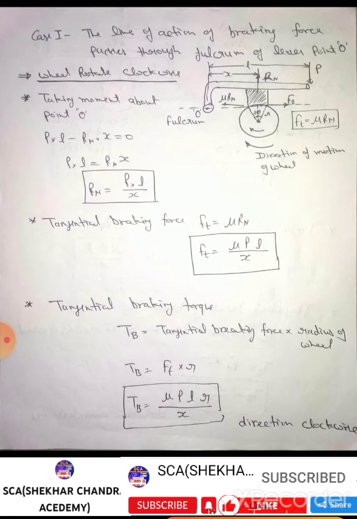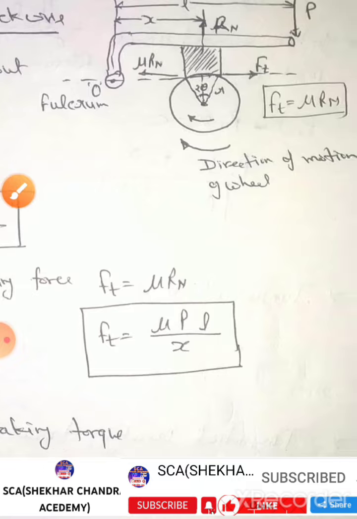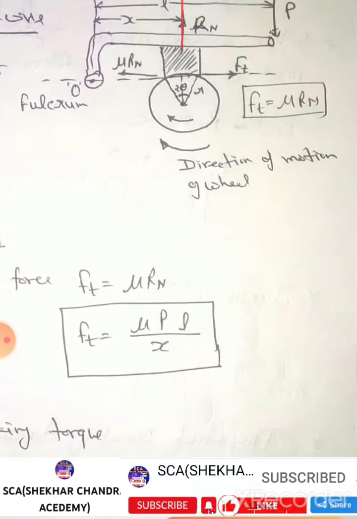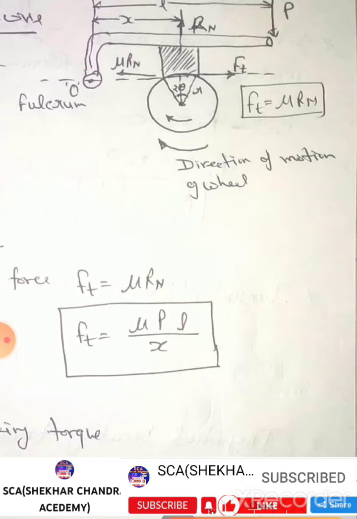Here P is the applied force in downward vertical direction. Rn is the normal reaction in upward direction. Please see in the figure. This is Rn. This is the point O. x is the horizontal distance of point O to force Rn. Small l is the horizontal distance from point O to the applied force.